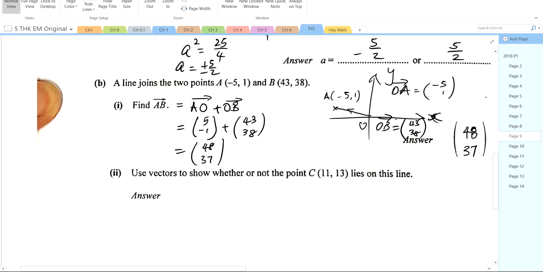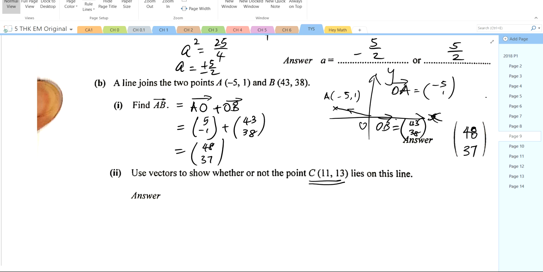Use vectors to show whether or not the point C, which is 11, 13, lies on the line AB. Okay. To determine whether a point lies on the line, and they want you to use vectors, basically they are asking you whether A, B, and C are collinear. Agree with me? Whether they all lie on the same line. And I told you that to find whether 3 points are collinear, we need to consider 2 things. Whether they are parallel, and whether there is a common intermediate point.